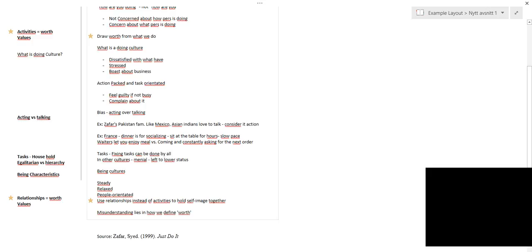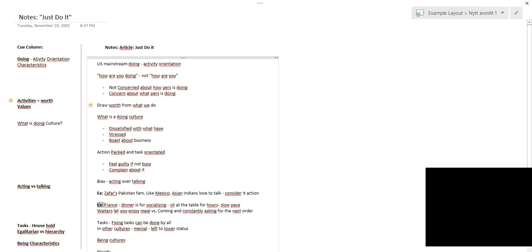And then eventually I moved over into the being cultures, and with each example I highlighted it. Example, I can make it thicker here for you. Example, France, dinner for socializing. They sit around the table. Okay, and then gradually he comes into a definition of what a being culture is. Once I was done with that, I went back and looked at all the key points. And I said, okay, what is the key idea in this whole area here? Well, it's about doing, an activity orientation, and then the characteristics of the doing culture.